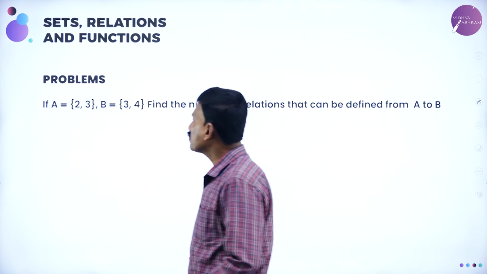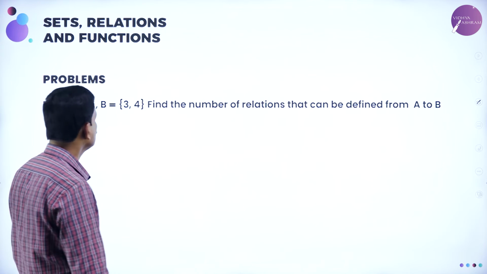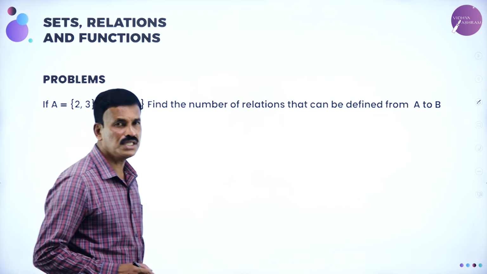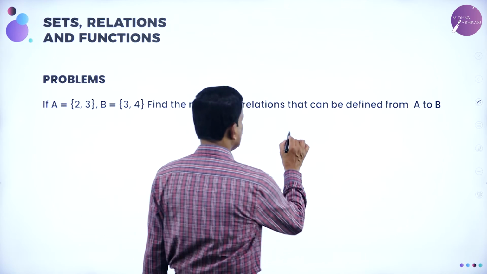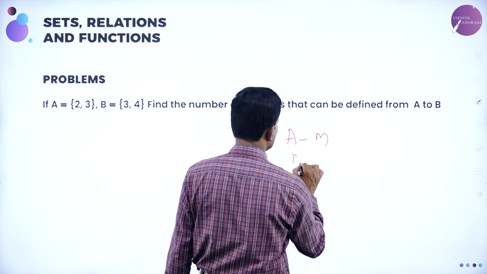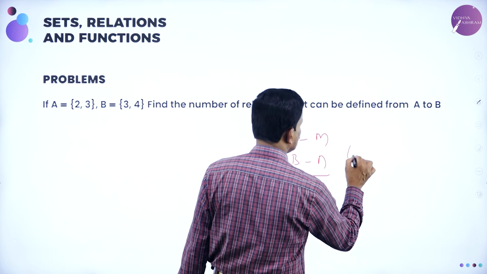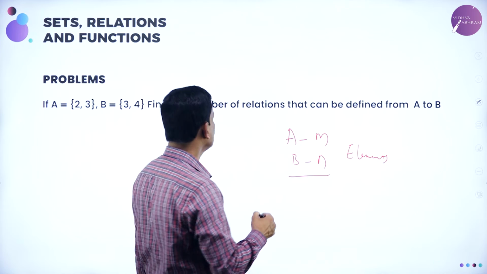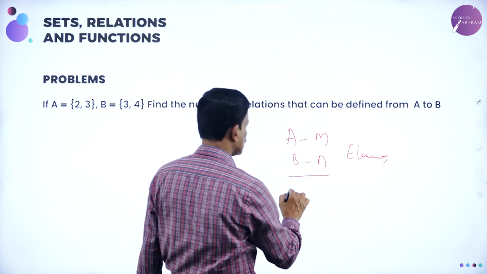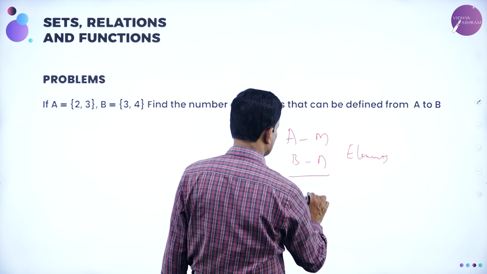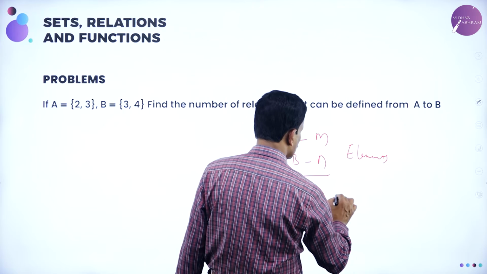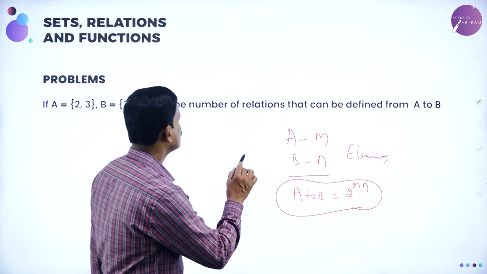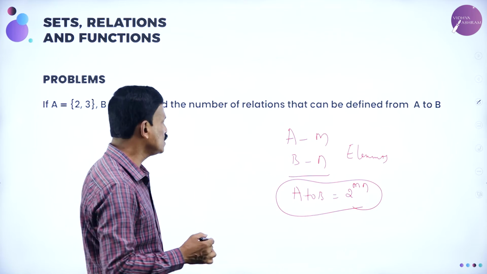So, let us come to the next problem. If A = {2, 3} and B = {3, 4}, find the number of relations that can be defined from A to B. Listen here. Suppose set A contains m elements and set B contains n elements, then the number of relations from A to B is equal to 2 to the power of mn. This is the formula. The number of relations that can be defined from A to B is 2 to the power of mn.